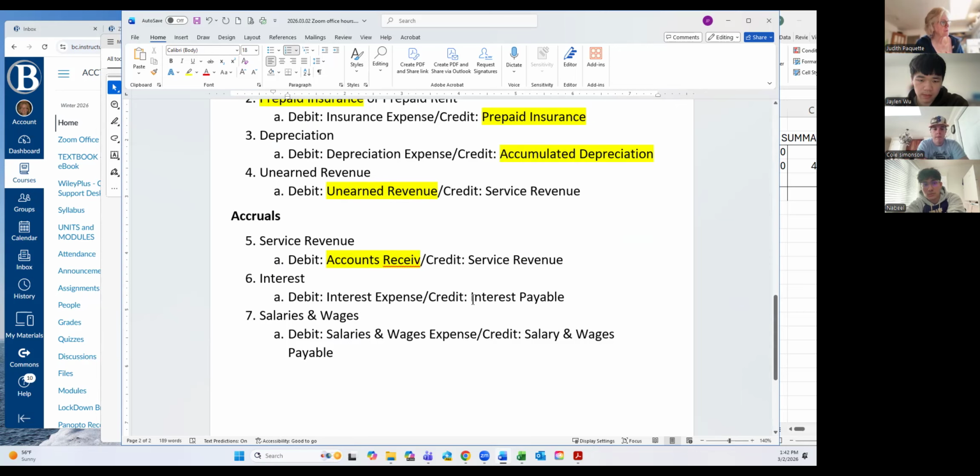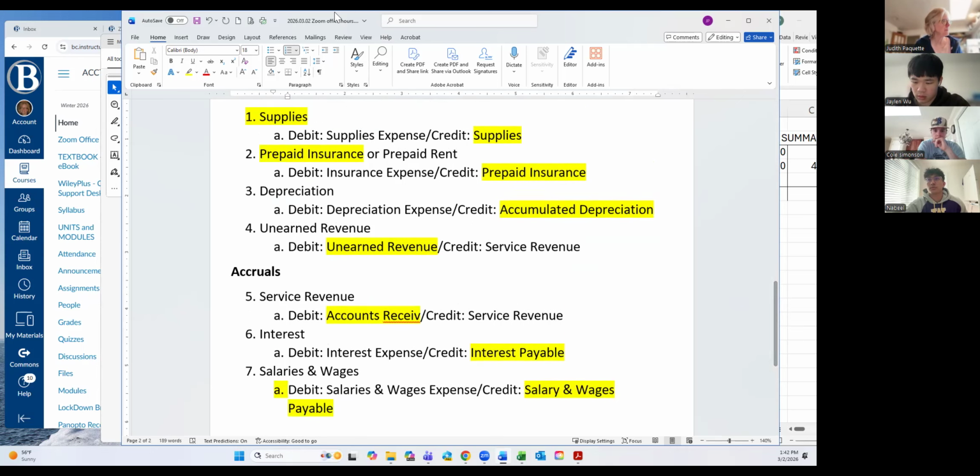Here, we're increasing a liability. We owe this interest here. And then this is your income statement account, interest expense. Salary and wage expense is an income statement account, and salary and wages payable is a liability. So a lot of the accruals tend to increase liabilities. But if you can accrue revenue, that's good too. So you have the revenue to go against it. But really know these 7 journal entries.